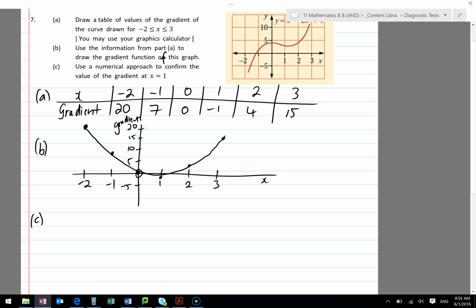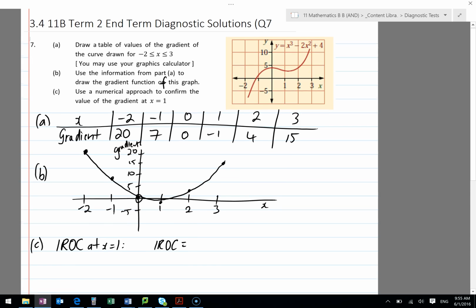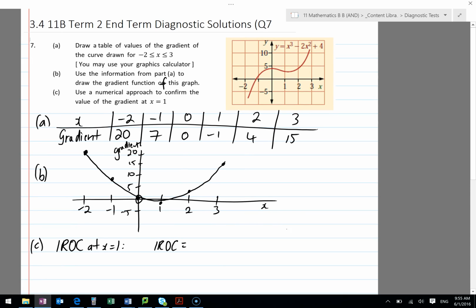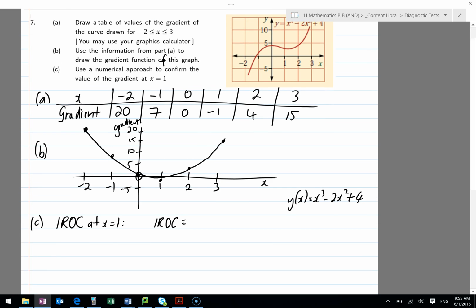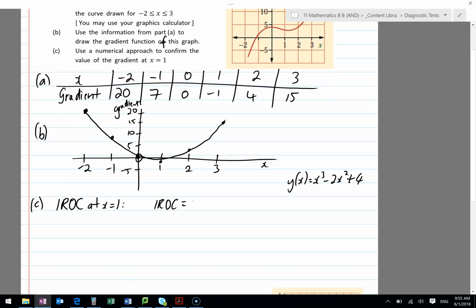Okay, part C says, use a numerical approach to confirm the value of the gradient at x equals 1. So this is asking us for the instantaneous rate of change at x equals 1. Okay, so to find instantaneous rate of change, remember we've got this formula. We know that the function is x cubed minus 2x squared plus 4. To find the instantaneous rate of change at 1, it's going to be y of something slightly bigger than 1 minus y of 1 divided by the difference between those 2 points.